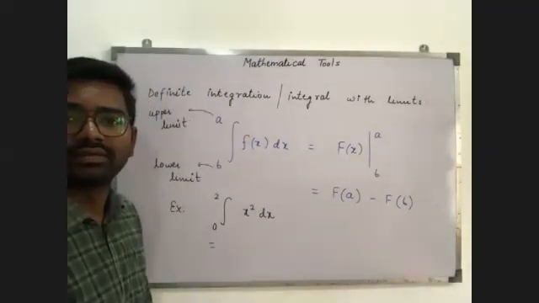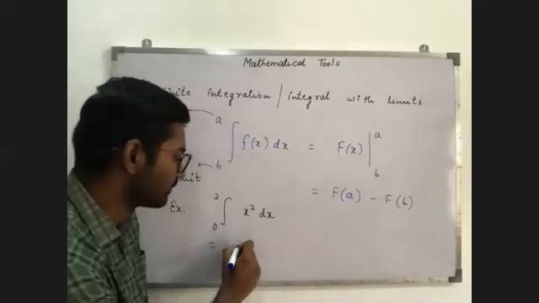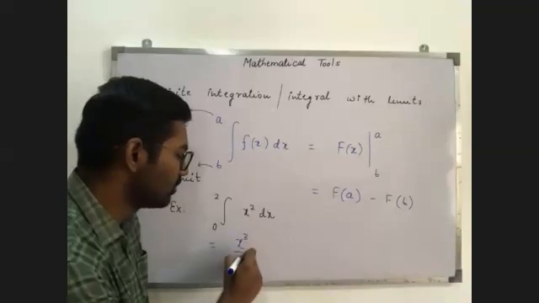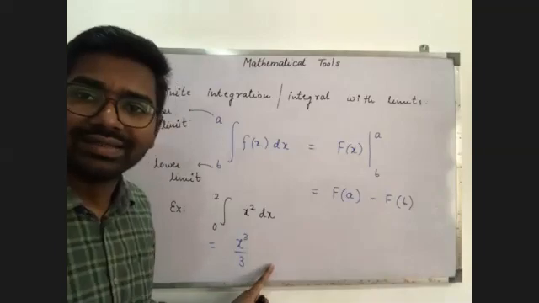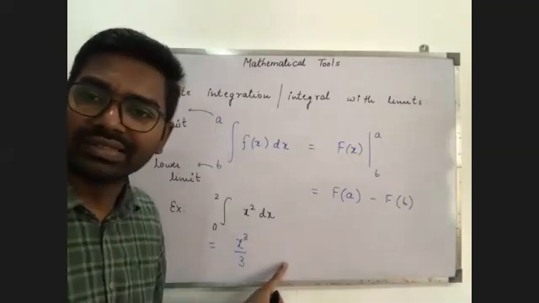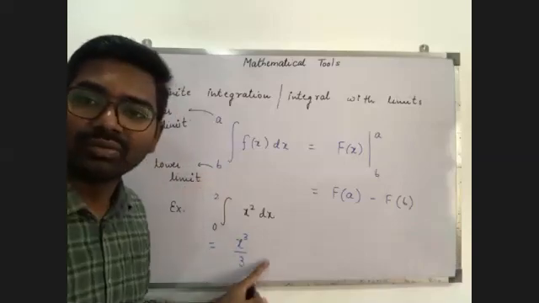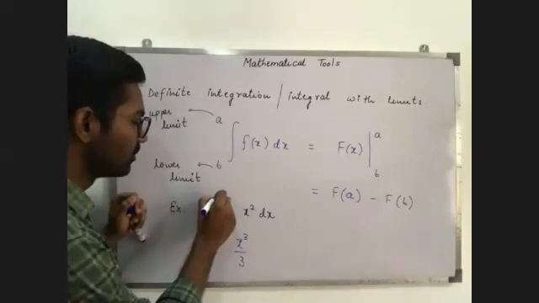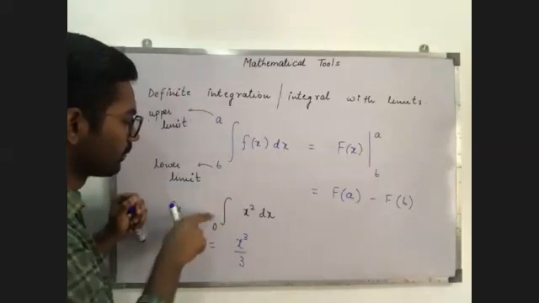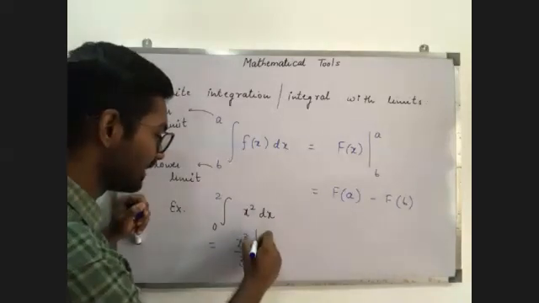Integration of x square dx. That is x cube by 3. Good. Now look here, x cube by 3. When it was indefinite integration, I had added plus c. You remember when there was no limit. If no limit, then I have to write plus c. But since here limits have been given, 0 to 2, I will not write plus c. Instead of that, I will put the limit.